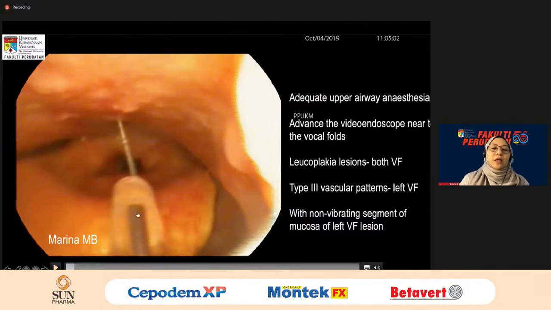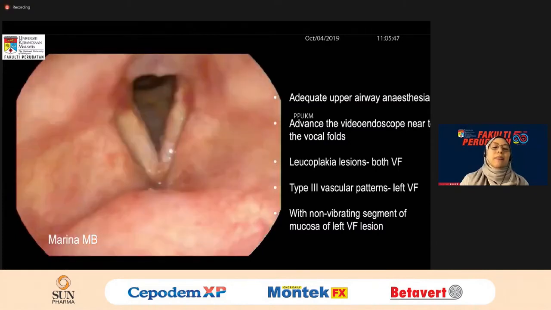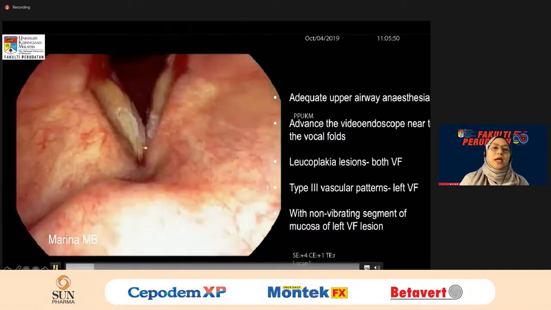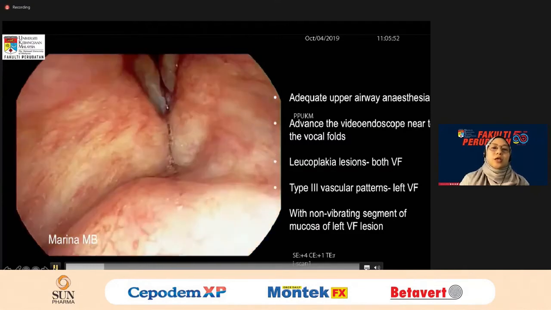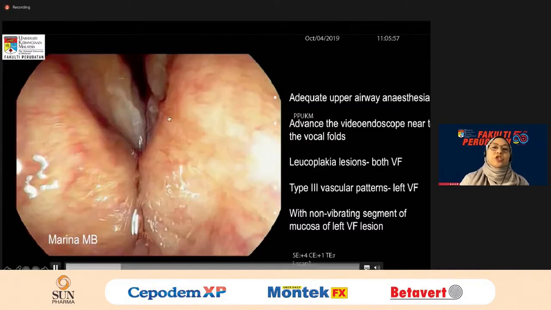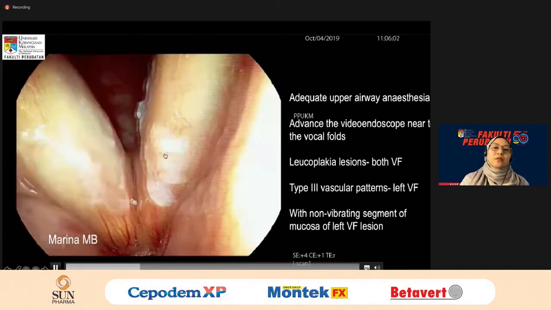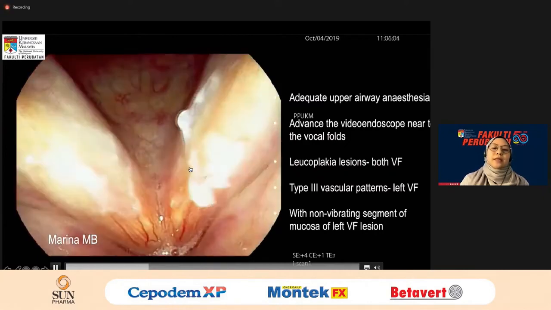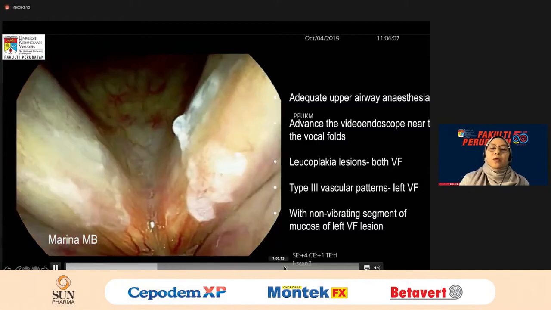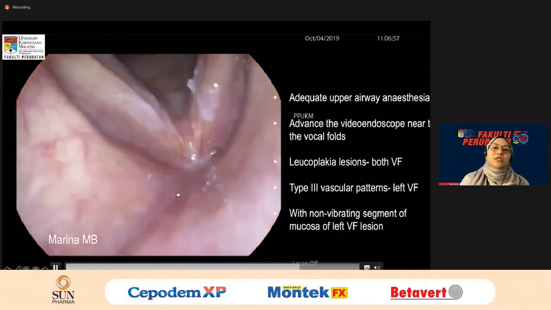One important thing when we want to examine near the vocal fold is that we have to give adequate upper airway anesthesia by giving laryngeal gargle, and we advance the scope as near as possible to the vocal cord and change the light from white light into eye scan. We can appreciate that within this whitish lesion, there is perpendicular type of vessel, symmetric dots, possibly type 3 vessel. And when we turn on the stroboscopic light, we can appreciate this patch has reduced vibration.